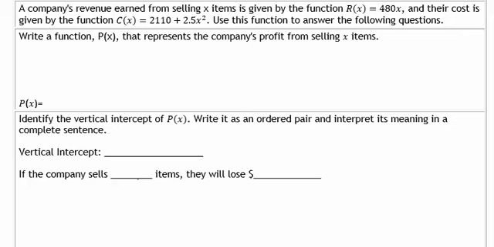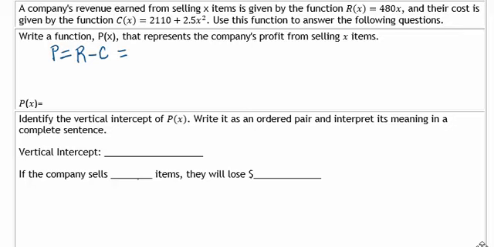In this problem, it says a company's revenue earned from selling x items is given by the function r of x equals 480x, and their cost is given by the function c of x. So we are asked to write a function p of x that represents the company's profit from selling x items. And profit, if you remember, is revenue minus costs.